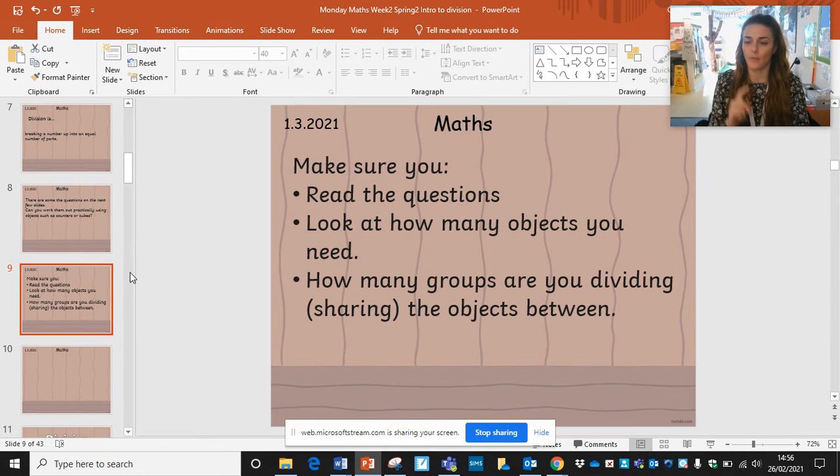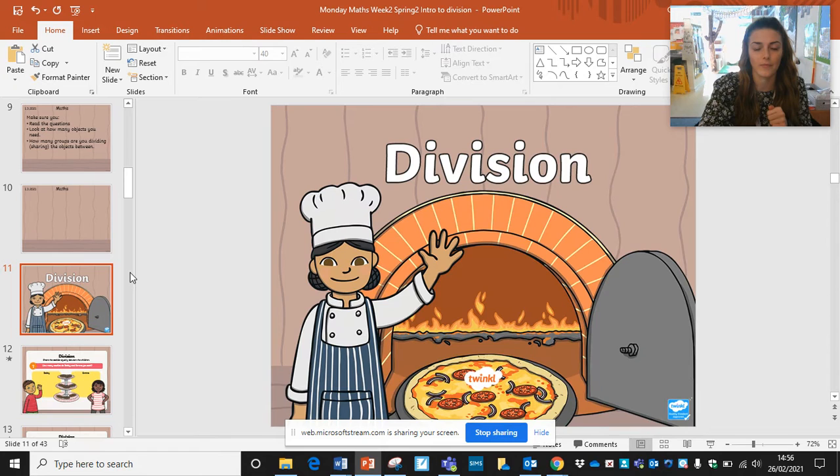So what I want you to do is make sure that you read the question, okay, and when you read the question, you need to look at how many objects you need, so the number that you need, and then you need to think about how many groups you are dividing the objects between. So you need to think about what number you need and how many of those objects you need and how many groups you're sharing it into or dividing it into, okay? So on to division now. So the next few slides, this is where they've got the questions.